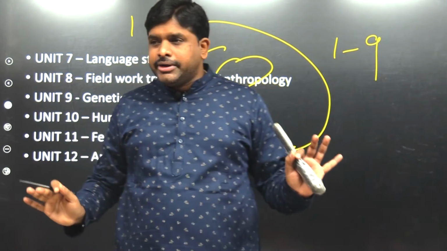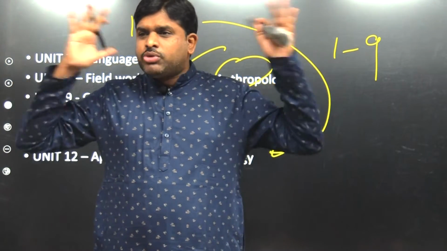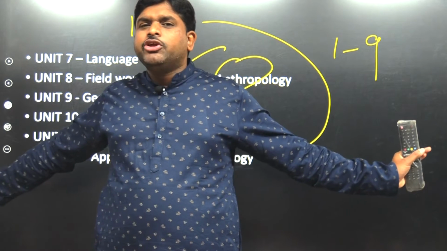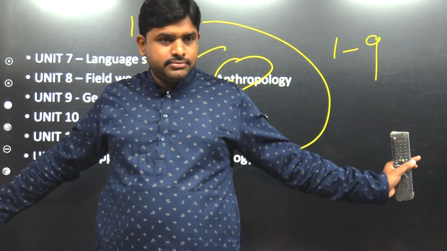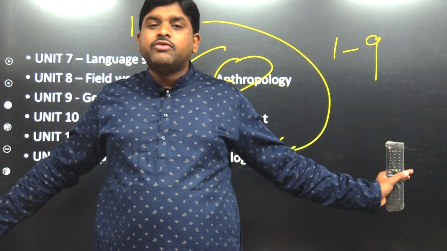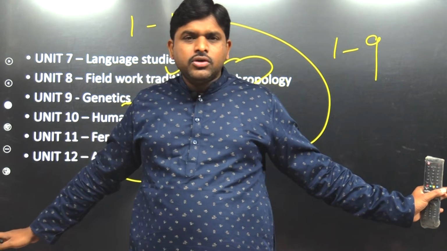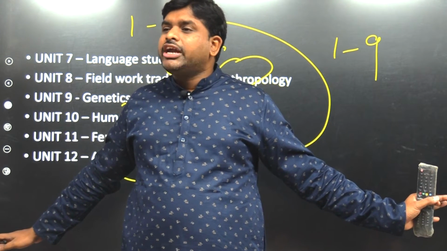The syllabus is limited, the syllabus is static. If you box yourself within these 21 units, your syllabus has been completed. So where you can score more marks is the optional paper. Why? Because the syllabus is limited and very clear. You will have a clear idea what to read and what not to read.